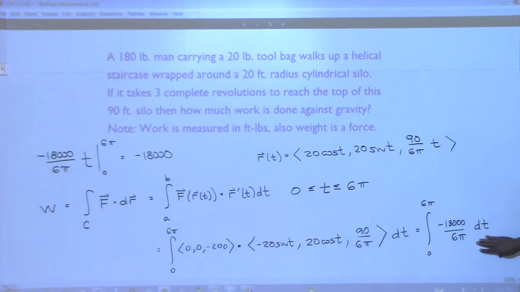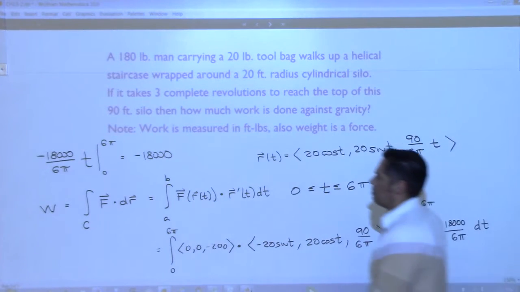Negative 18,000 what? Because the man's weight was measured in pounds and everything else was measured in feet, the unit we're going to have here is foot-pounds.